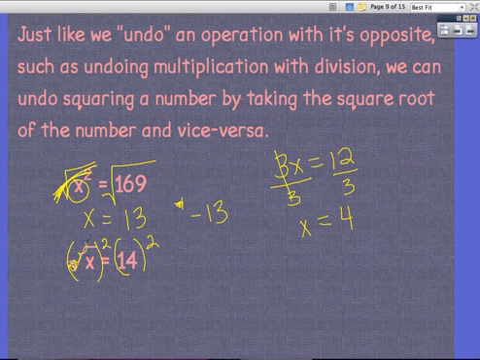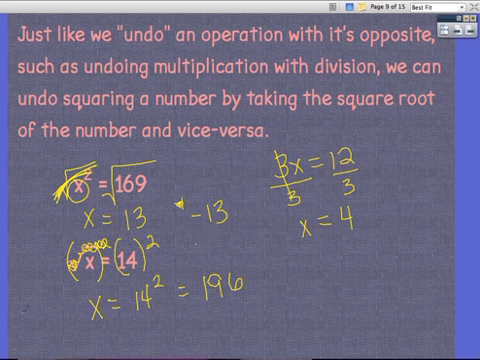So here this gets rid of my radical and my exponent. I'm left with just what's underneath, 14 squared, which is 196. But again, we're going to be doing a lot more with this later. This is just a brief introduction to how to do square root radical equations.